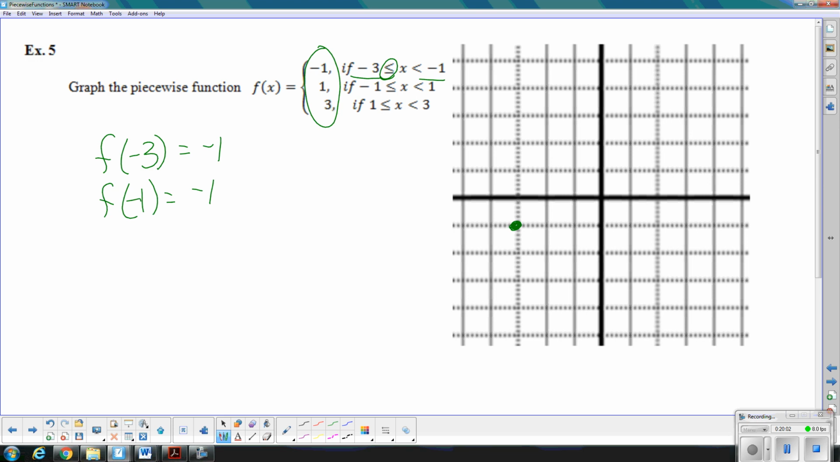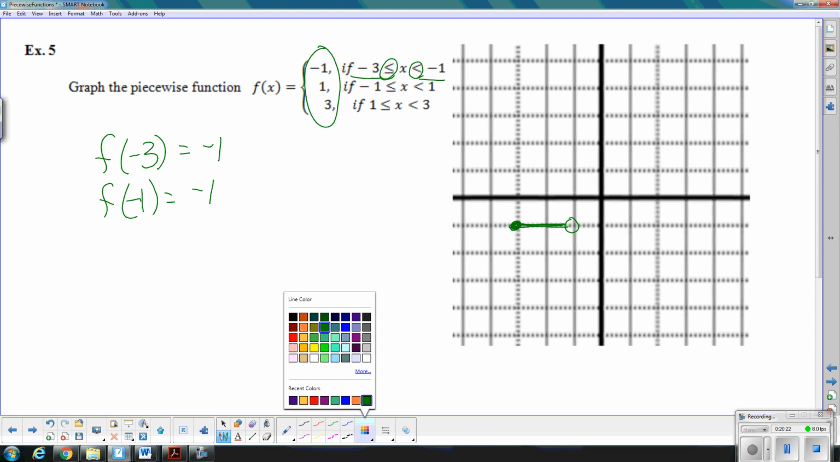Oops, that should say f of negative 1 equals negative 1. So when x is negative 1, y is negative 1. That is strictly when x is less than negative 1, so it is not included. So here's our first part of our function.